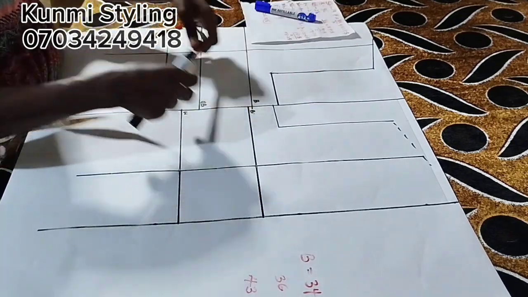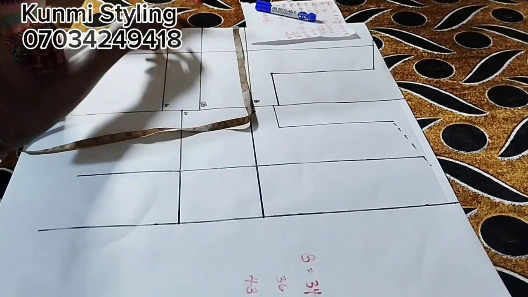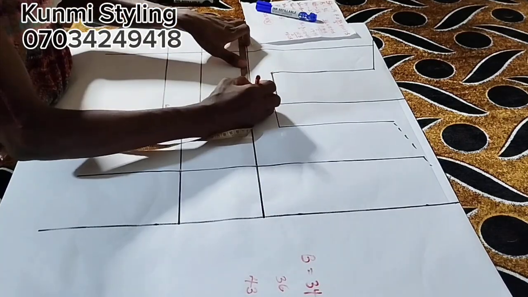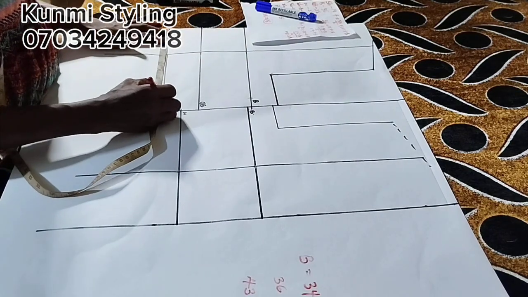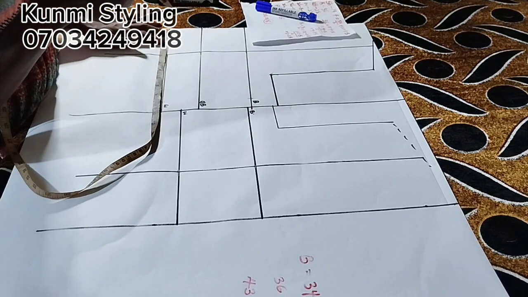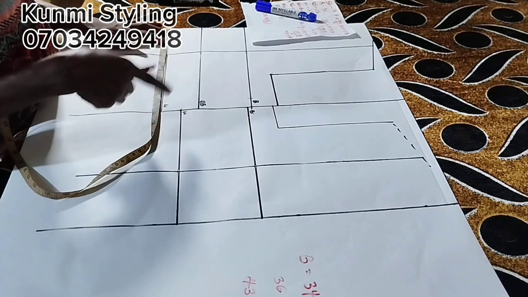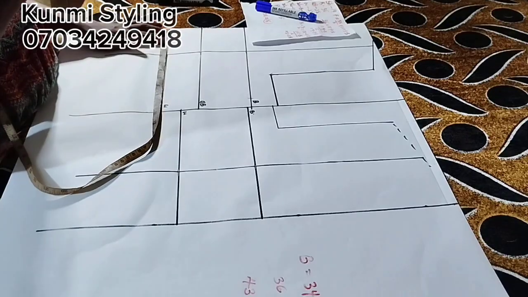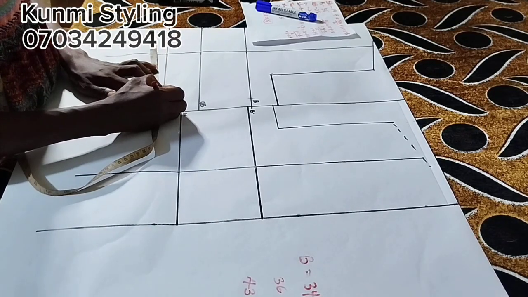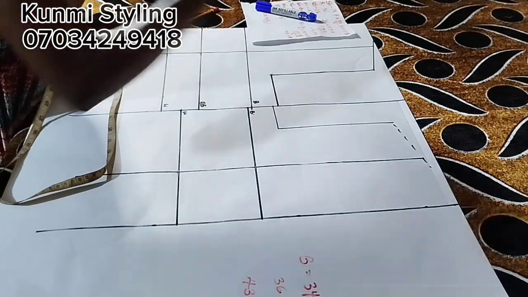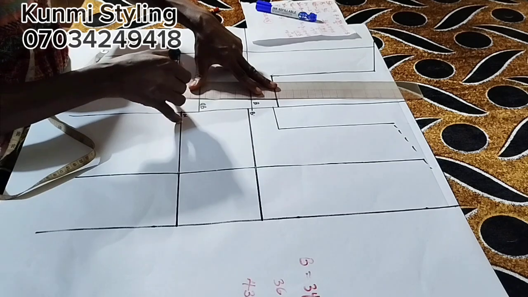We have 9.75. So I'll take my 9.75. Let's use our pencil first. Here is my 9.75. And I will take the 9.75 straight down. There is a reason for that. I'll take it straight down. Then after taking it straight down, I will minus 0.5 on the waistline. Do you understand? So after that, I'll connect my bust to this new line like this.